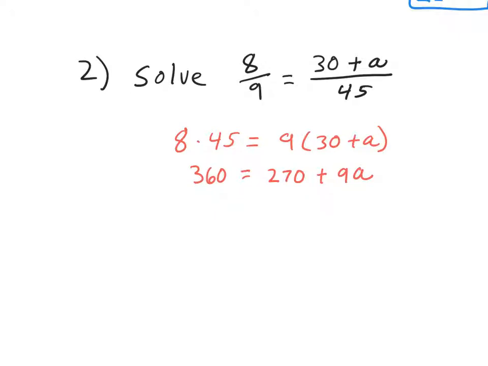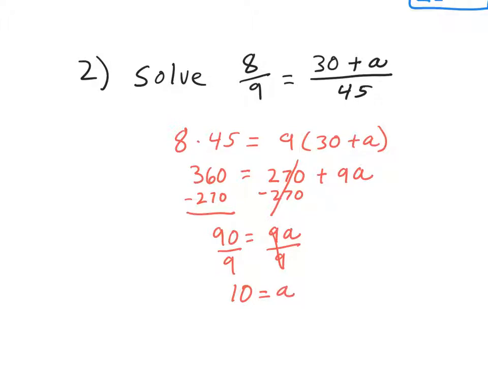Okay, then we want to subtract 270 from both sides. And that's going to give me 90 over here on the left side. And it's going to cancel the 270 on the right, so we get 90 equals 9a. Then divide by 9, and we'll get a is equal to 10.